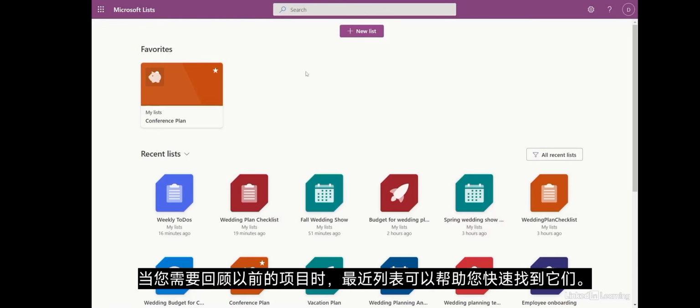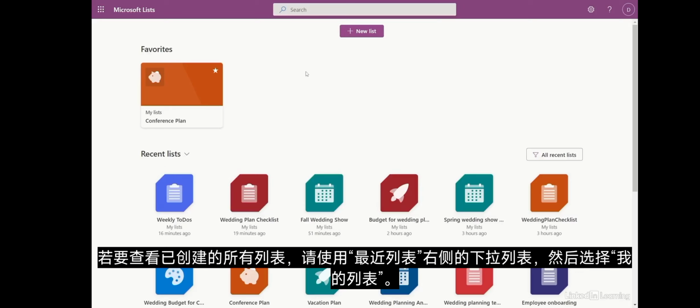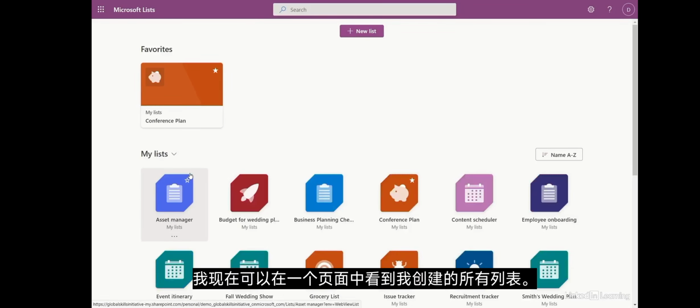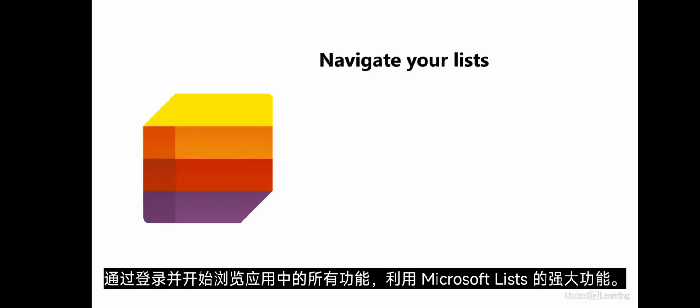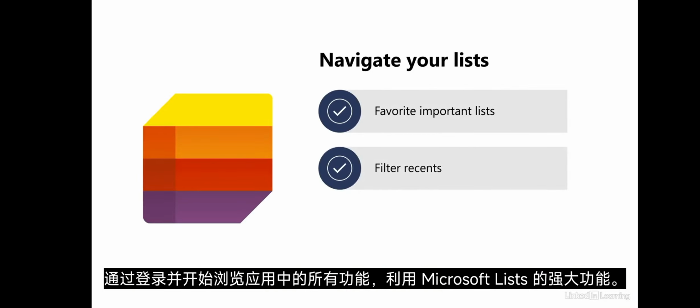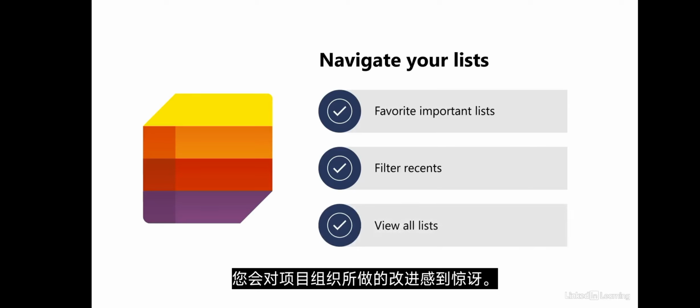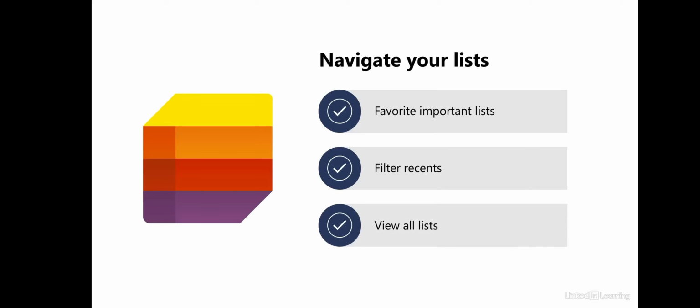When you need to look back on previous projects, recent lists can help you find them quickly. To see all the lists you've created, use the drop-down to the right of recent lists and select My Lists. I can now see all the lists I've created in a single page. Harness the power of Microsoft Lists by signing in and beginning to navigate all the features in the app. You'll be amazed by the improvements you'll make in your project organization.